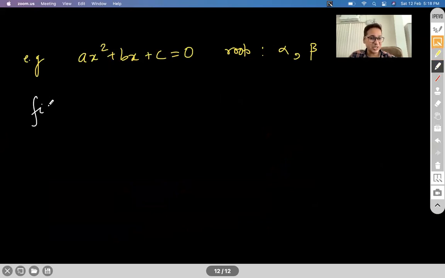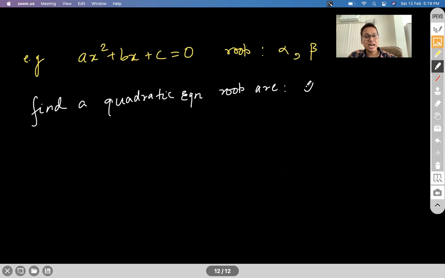Okay. So find a quadratic equation whose roots are alpha plus 1 by 5 and beta plus 1 by 5. Can you find a quadratic equation whose roots are these two?